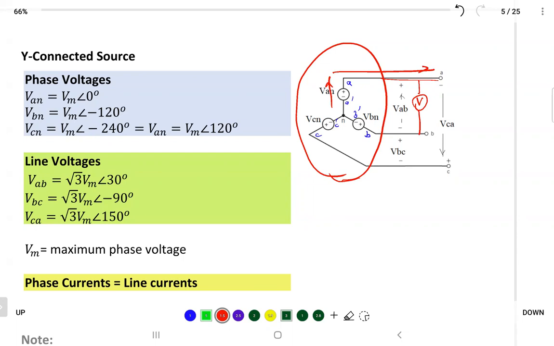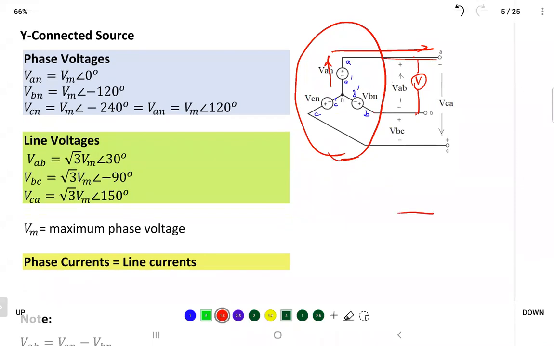We call it line voltage, because you are measuring between line and line. We call it line to line voltage, or simply you can say line voltage. Of course, line voltage will not be equal to phase voltage, because the voltage between A and B is related to both voltage VAN and voltage VBN. So if you have the phase voltages VAN, VBN, VCN, all are equal magnitude, but shifted 120 degrees.